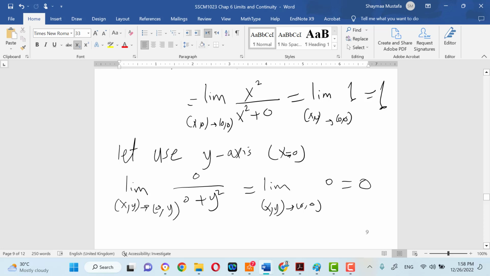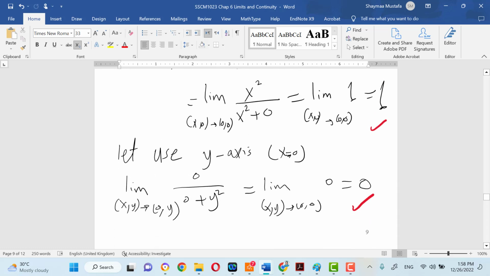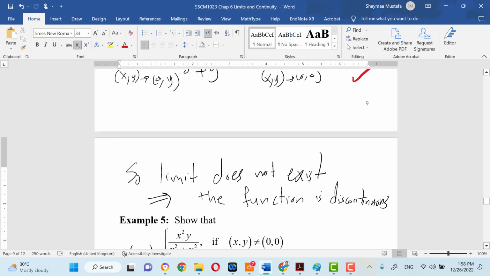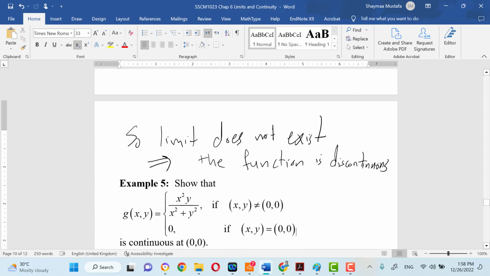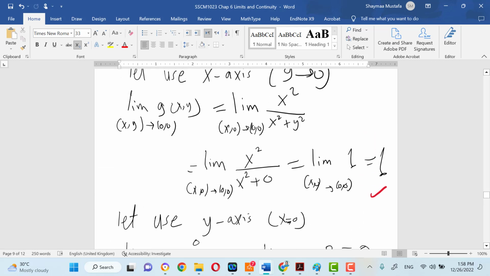So the limit through the x-axis is 1. The limit through the y-axis is 0. So by using the two-path rule, we can prove that the limit does not exist. We chose the path x-axis, next the second path y-axis. So different paths, different limits, which means that the limit does not exist. The limit does not exist, so the function is discontinuous.